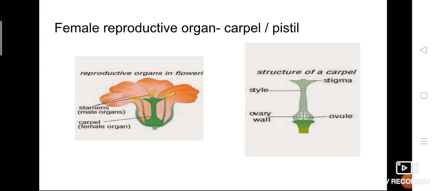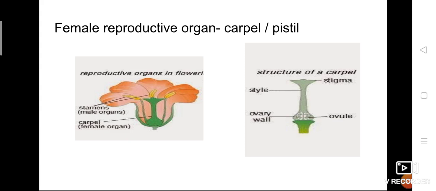This also has prominently three parts. The male reproductive organ, that is stamen, is also divided into three parts. Like that, the female reproductive organ is also divided into three parts. The first one is stigma, second one is style, and third one is ovule. What are the three prominent parts? Stigma, style, ovule.